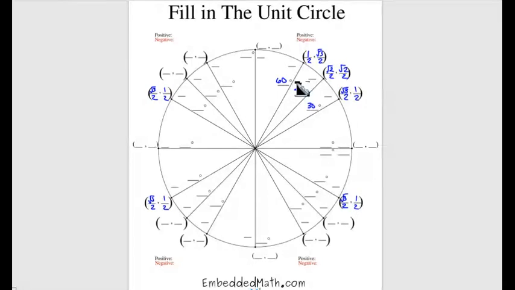The 45s are the ones in the middle all the way, and they all are square root of 2 over 2. And then the last one would be your 60-degree reference angles, these last 4, and they will all be 1/2 and then square root of 3 over 2.